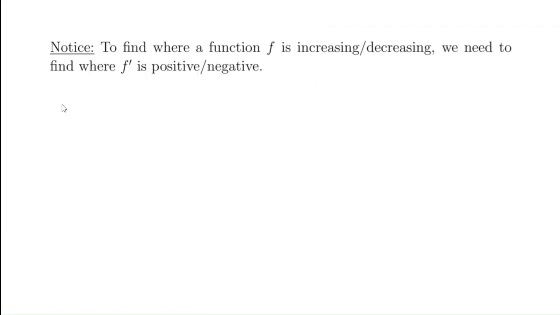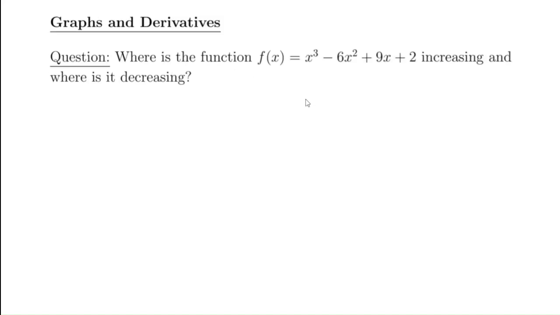So again, here I've written it out. Notice that to find where a function f is increasing or decreasing, we need to find where f prime is positive or negative. So how do we do that? Well, let's go ahead and work on this function that we've already been considering. How do we find where f prime is positive or negative? Well, let's go ahead and find f prime of x. F prime of x is 3x squared minus 12x plus 9. Now, how do we find where this is positive or negative? In other words, what inputs for x would make this positive and what inputs for x would make this negative?